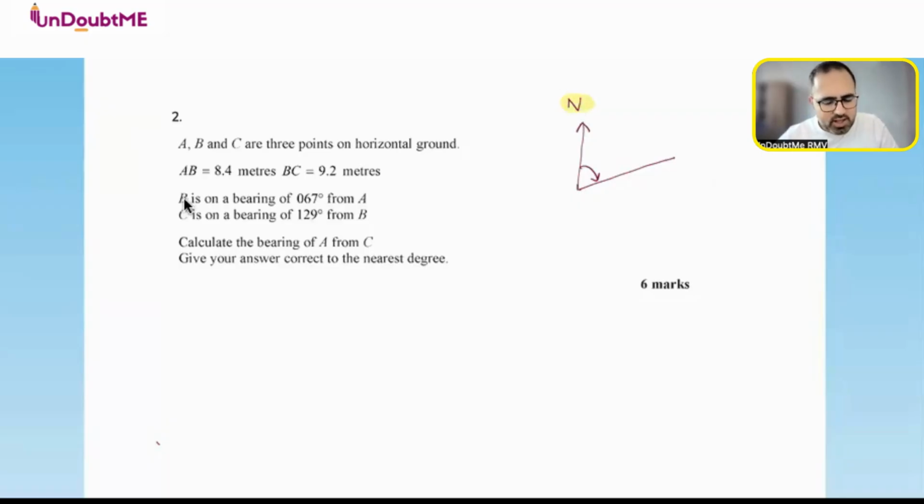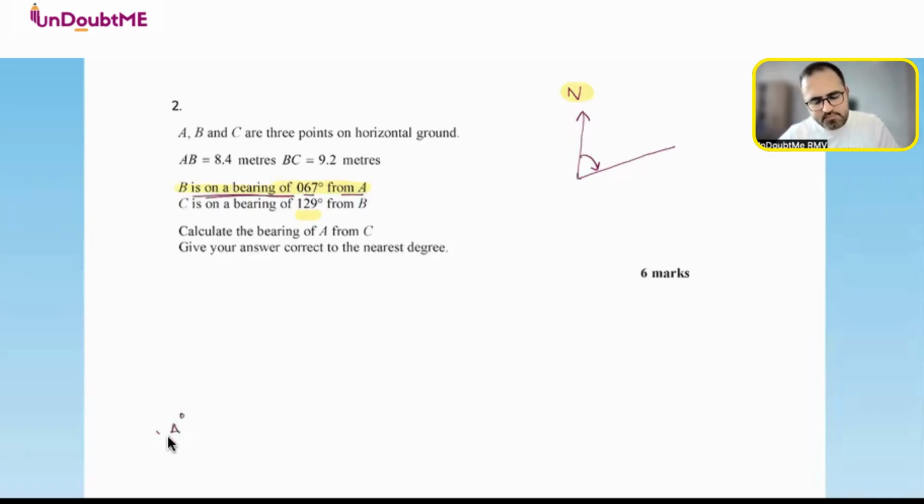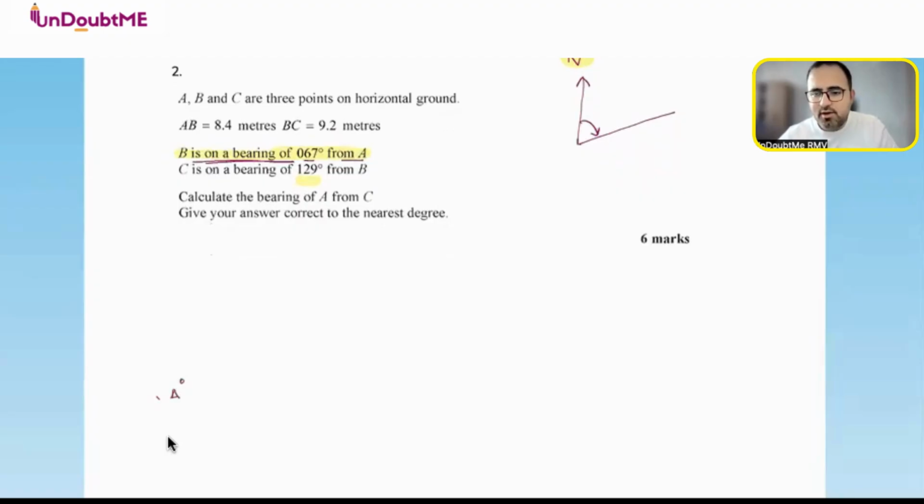So when they say B is on a bearing of 067, why is it written as 067? Again, it is conventional. Whenever we have a two-digit angle, we write it as 0 and then those two digits. If it is a three-digit angle, then it is written directly. So what is the meaning of B is on a bearing of 067 from A? A is a point. From A means from A we have to take a bearing of 067. So at A, I will make a north line and take an angle of 067, and that will be B. Now, how far do I have to go?